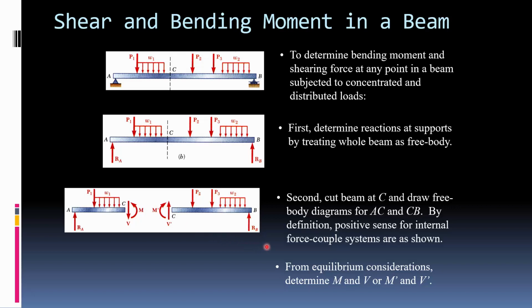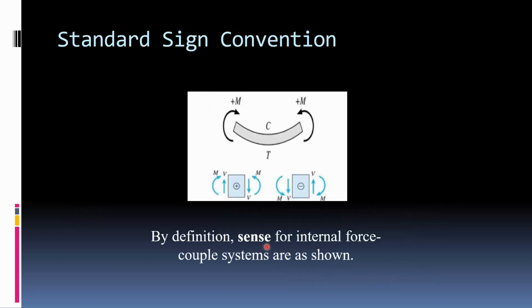There is a correct sense for these. These are the standard sign conventions. A moment that makes it kind of smile is what I call it. When it makes it bend so it curves up, those are considered a positive moment on either end. So this is a little bit confusing to me. If you cut it, on the left-hand side of the cut, the shear force going up is positive, and the shear force going down is the negative version of that. Although it's true, to me it just confuses the issue a little bit.